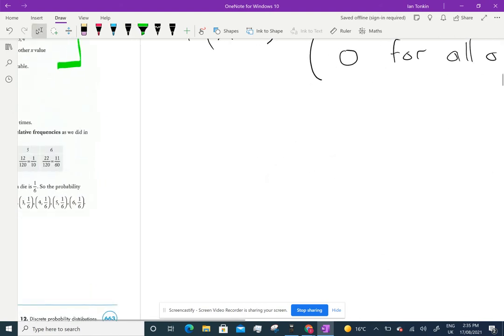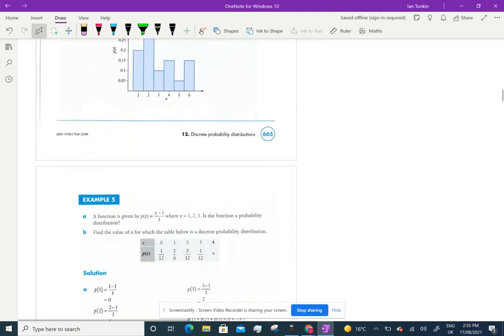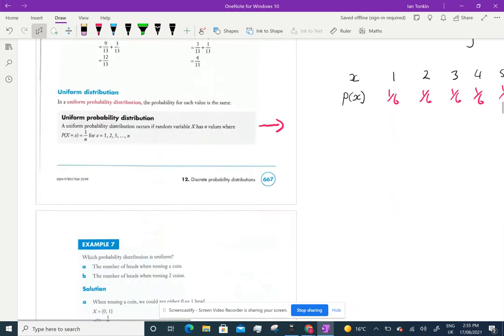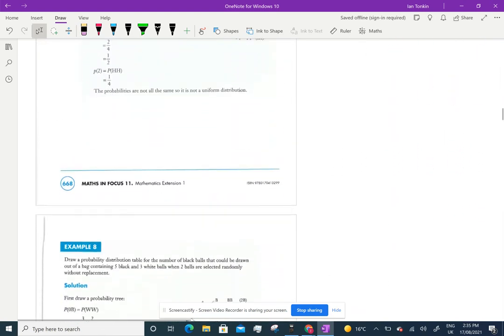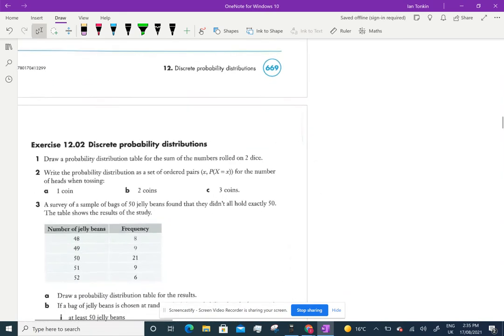Okay, so let's have a look at these. And hopefully you've gone and written some notes on this. Once you do that and you see it, these questions are pretty easy. Draw a probability distribution table for the sum of two numbers rolled on a dice. So the first thing you need to do is draw that little table up.